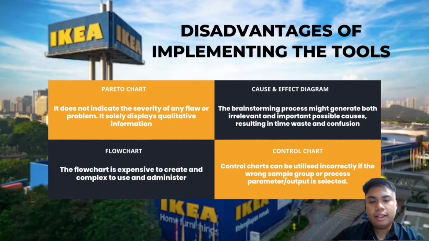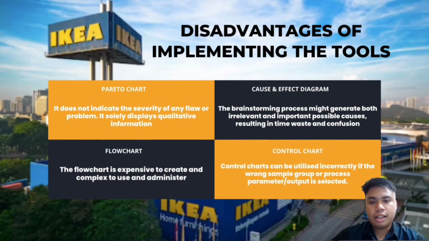It does not indicate the severity of any flaw or problem. It solely displays qualitative information, and Pareto analysis cannot be used in every situation. It is only applicable in certain circumstances.